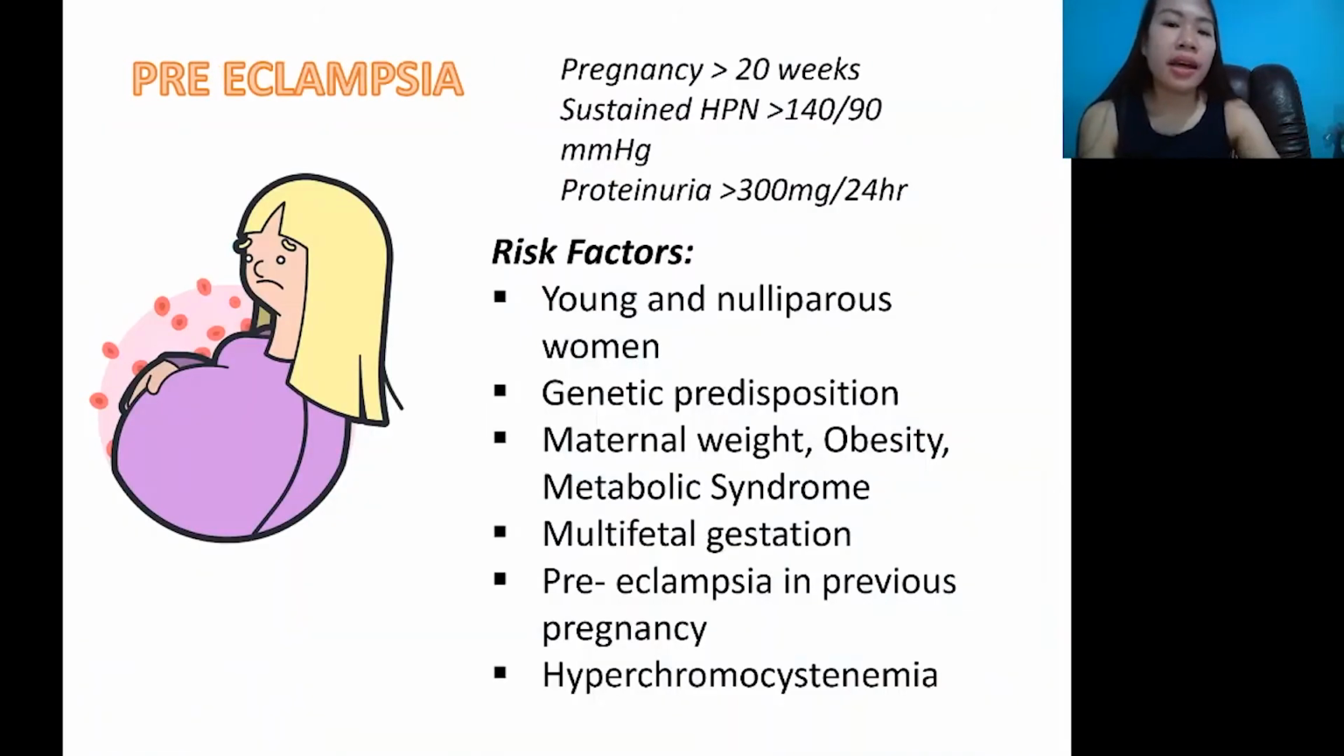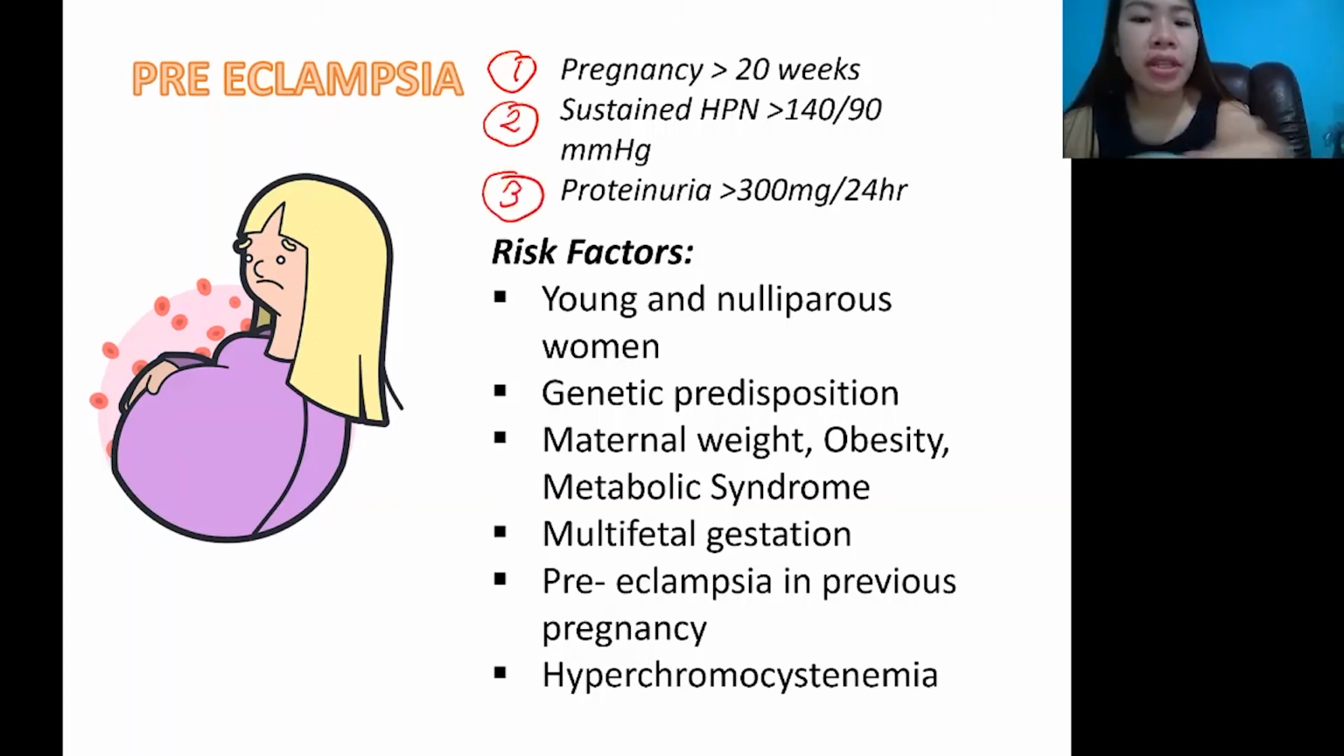So next, what are the risk factors? So define na natin kanina what is preeclampsia. So pregnancy greater than 20 weeks, and there is hypertension of greater than 140/90 mm mercury, and meron siyang proteinuria greater than 300 mg per 24 hours. So ito yung tanda na i-check natin. Number 1, greater than 20 weeks pregnancy, mataas ang BP, and number 3, may proteinuria. Now, what are the risk factors?